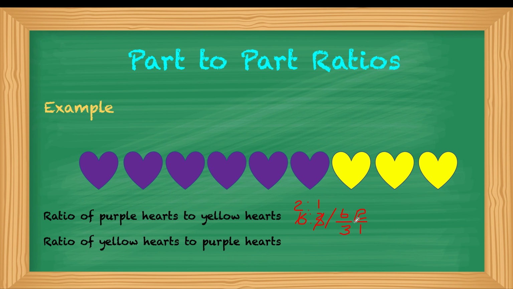All right, I want you to pause the video and attempt the ratio of yellow hearts to purple hearts, and then you're going to compare it with what we'll discuss afterwards. All right, so I hope you got it correct. Because they list the yellow hearts first, now the 3 will be in front of the colon, so we'll now have 3 to 6. And if we were to simplify that, we will end up with 1 to 2. And as a fraction, it will be written as a half.